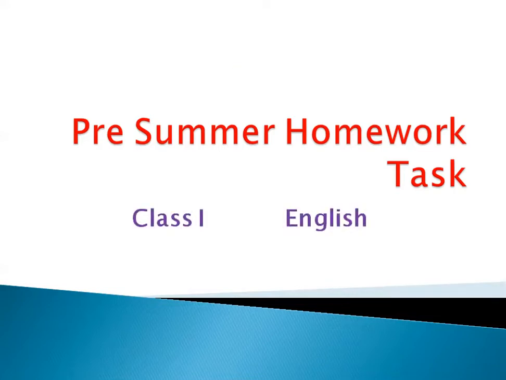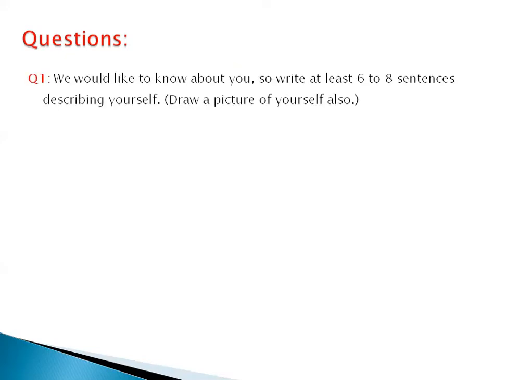Now I am going to explain you homework of English of class 1. You have to listen carefully to understand what to do in each question. 5 questions have been written in this homework. Now I am reading and making you understand all these questions. Question number 1. We would like to know about you, so write at least 6 to 8 sentences describing yourself. Draw a picture of yourself also.